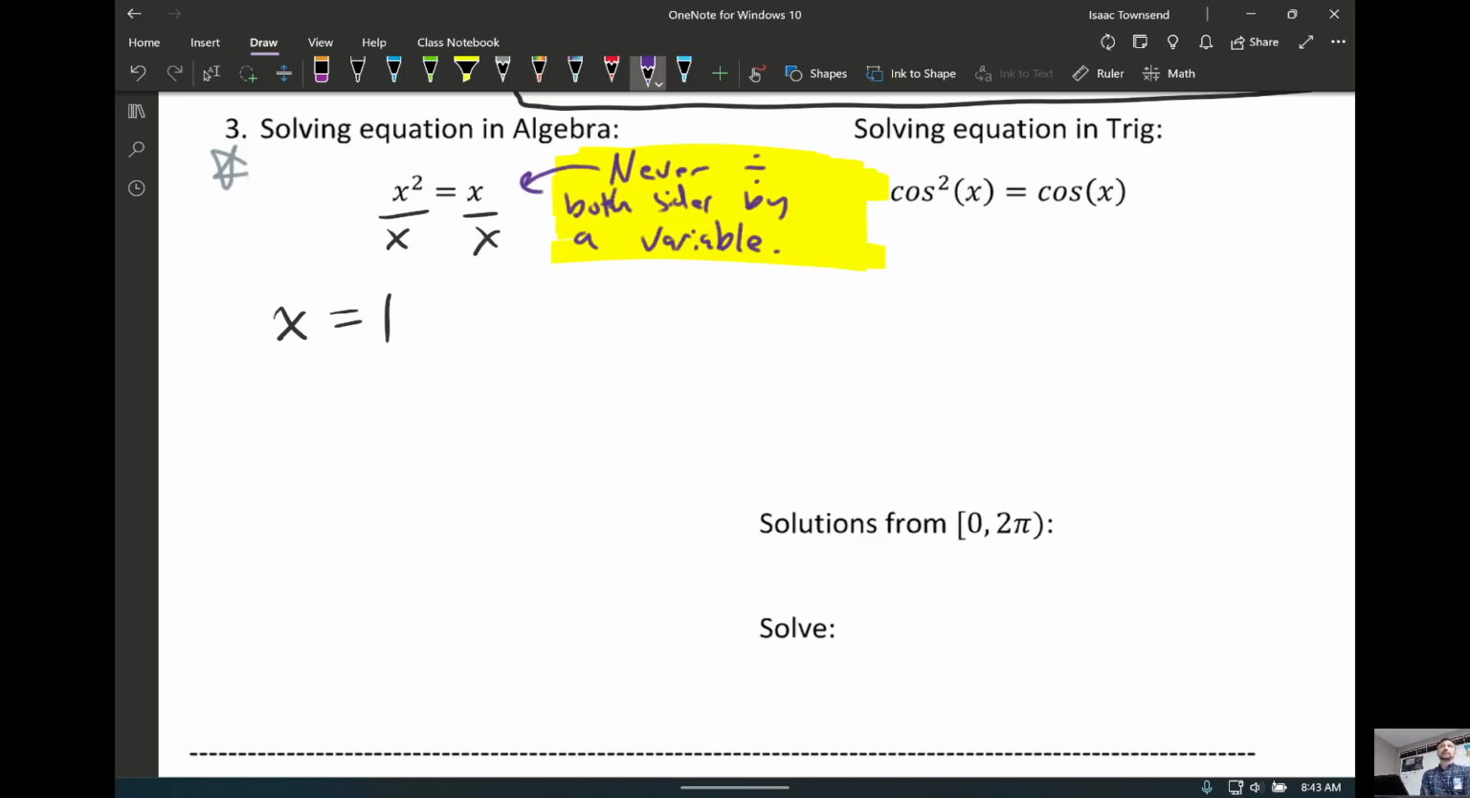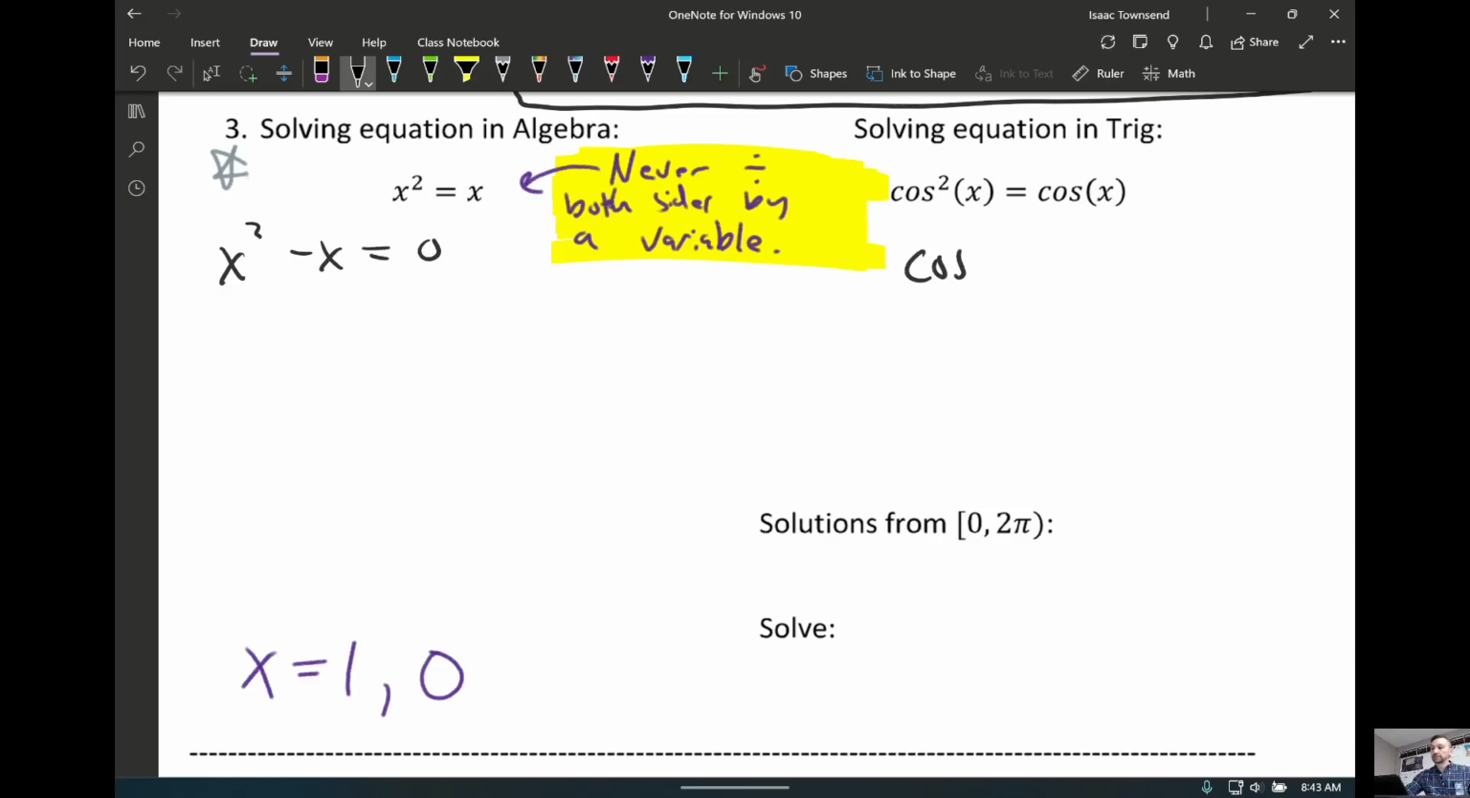X equals 1 is a solution to that. 1 squared is equal to 1. The problem with dividing both sides by a variable is we lost an answer. There's something else squared that's equal to itself. That would be 0. 0 squared is also equal to 0. So algebraically, don't divide both sides by x, just like I'm not going to divide both sides by cosine x. I need to, basically what I said in the last question, if it's a quadratic, put everything on one side set equal to 0. Quadratic, move everything over to one side set equal to 0.